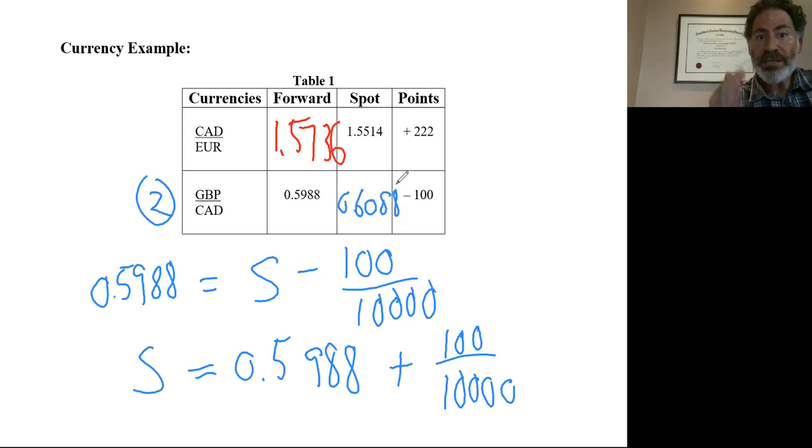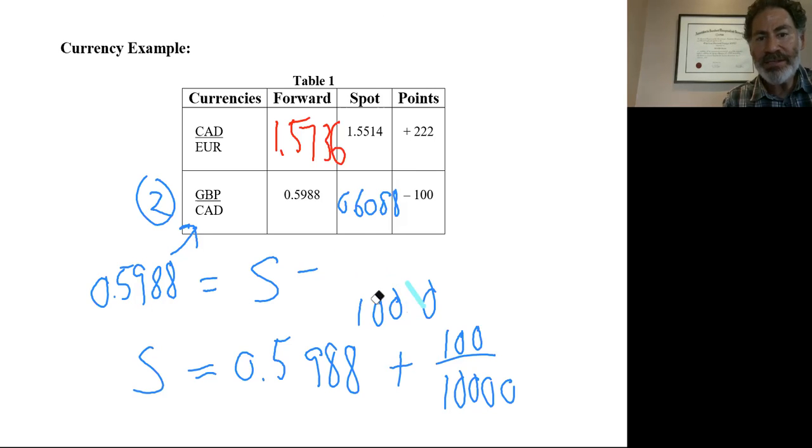The forward is less than the spot. We're trading at a forward discount. What currency is trading at the discount? It's the Canadian dollar that is trading at a discount relative to the British pound. Equivalently, the British pound is trading at a premium to the Canadian dollar. Okay, so we've cracked the code to know how to use this table.